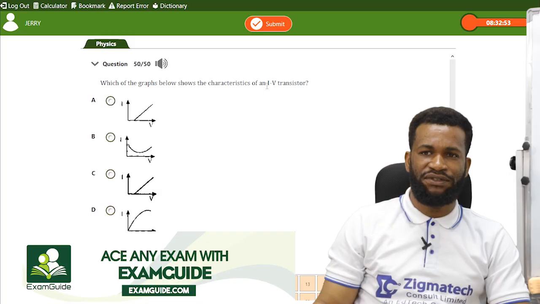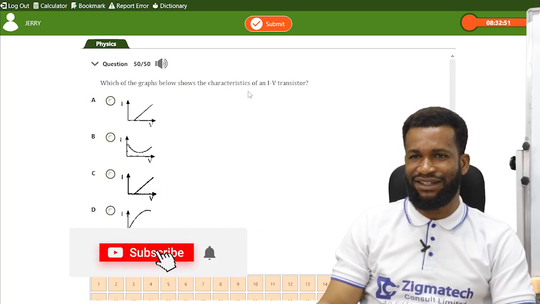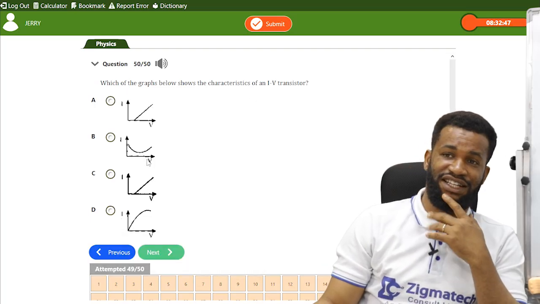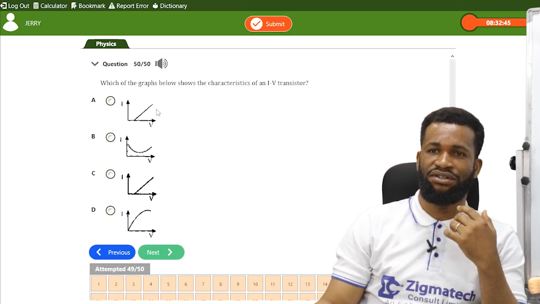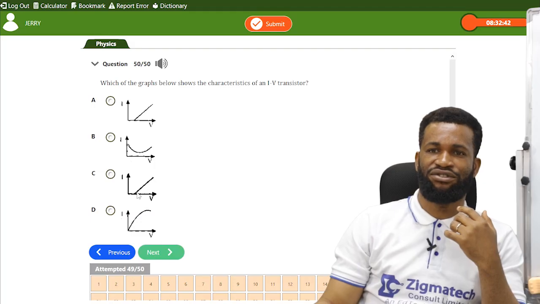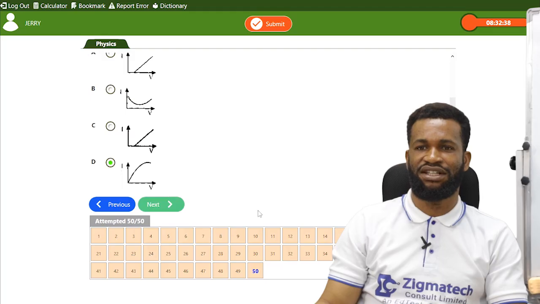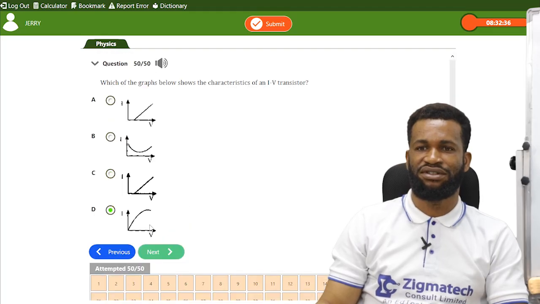Now, which of the graphs below shows the characteristics of an IV transistor? When we talk about characteristics of the IV transistor, that is I on the vertical and V on the horizontal. And it's not this straight line, it's not this curve, it's not this kind, even this and this are the same. So the option is this.